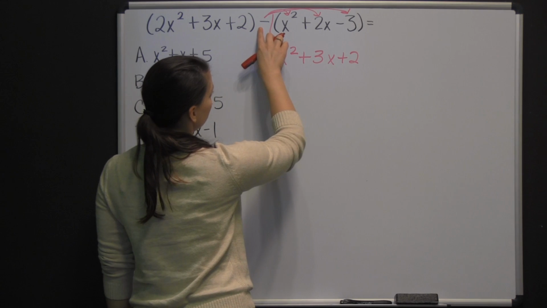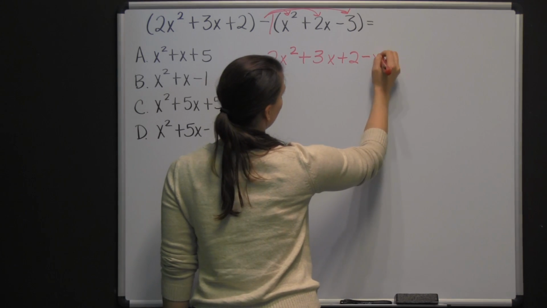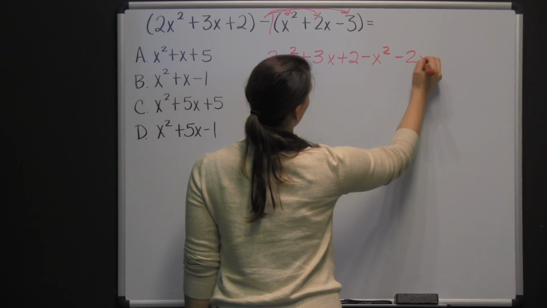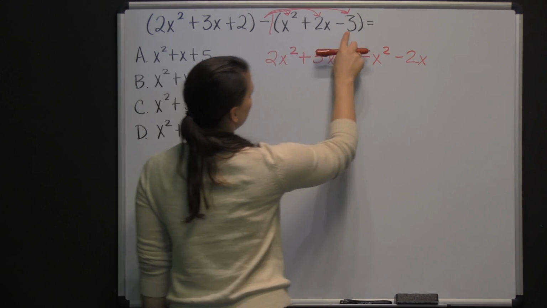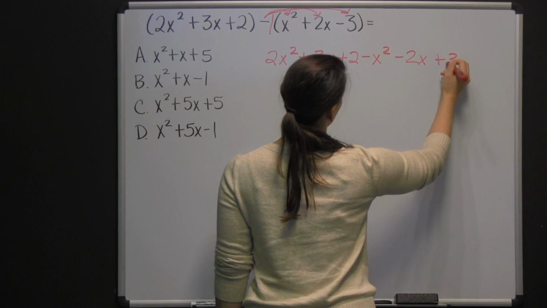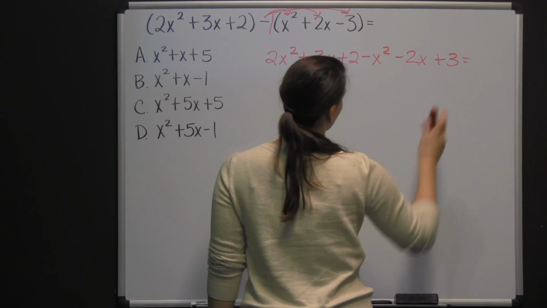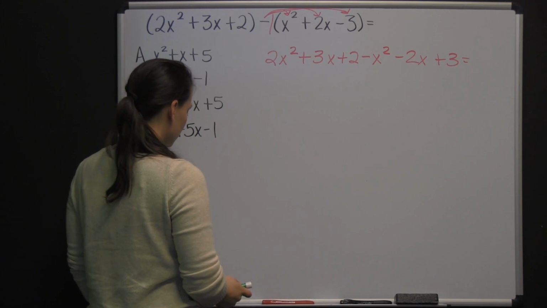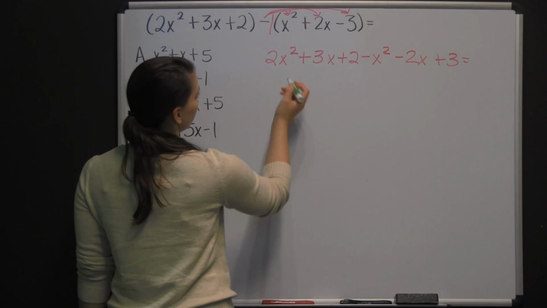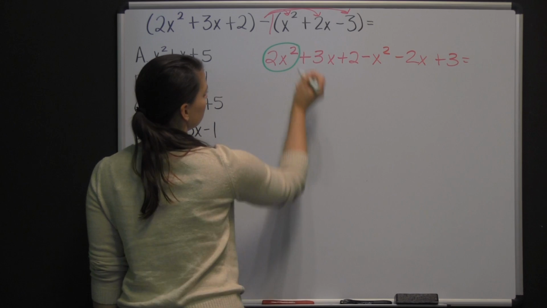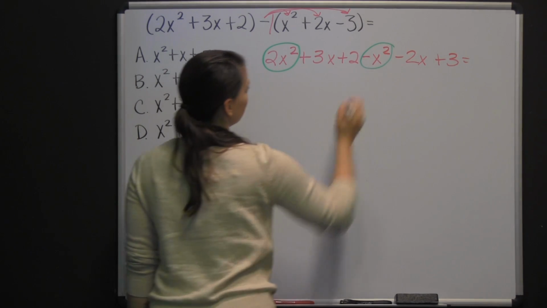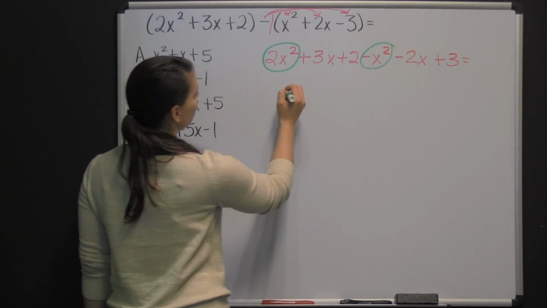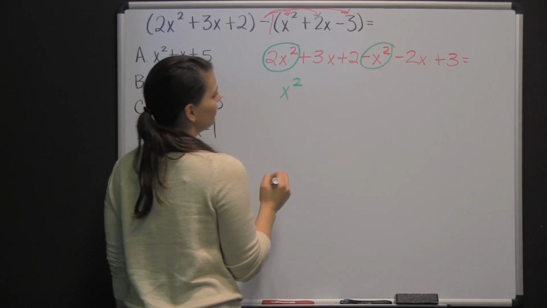But now we have negative 1 times x squared, which is negative x squared, negative 1 times 2x, or negative 2x, and negative 1 times negative 3, which is a positive 3. Now we can combine like terms. Starting with your highest exponent, which is x squared, we have 2x squared minus an x squared. So you had 2x squareds, you take away an x squared, you're left with simply x squared.